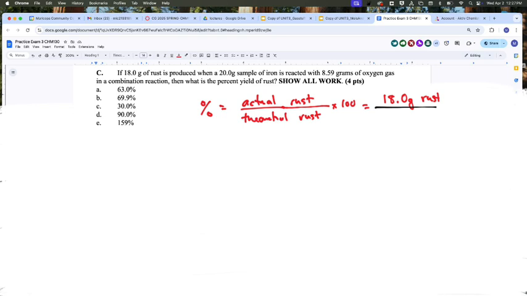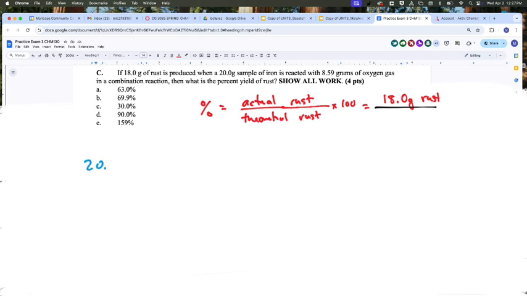That's a good yield. No, it's iron. For those people saying no, good catch: that 20 isn't grams of rust, that 20 is grams of iron. That's not rust, I can't do that. Well, how about the 8.59? That's grams of oxygen. So neither of those are a theoretical yield of rust. We're now in a bit of a dilemma.